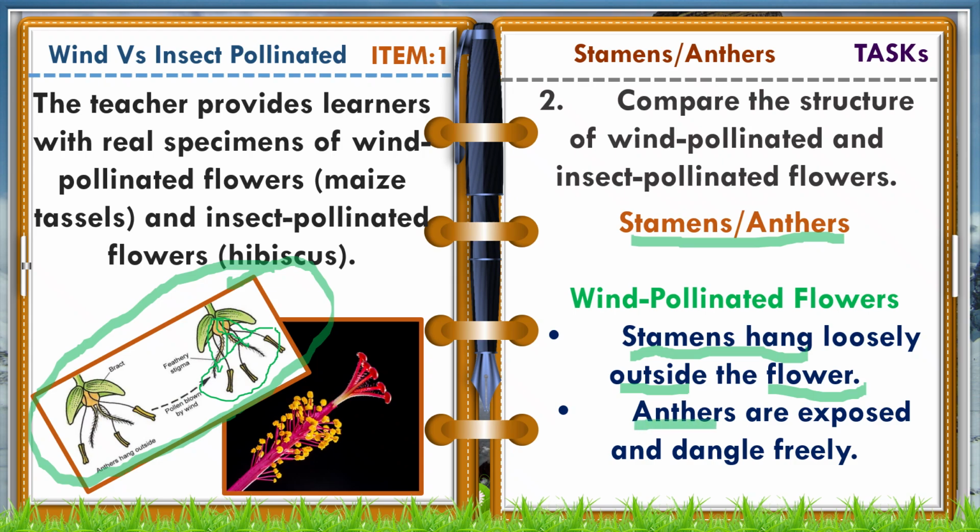The anthers are exposed and dangle freely. They are just exposed outside. The flower is here, but the anthers are just outside, dangling freely. That is the stamen and anthers of wind-pollinated flowers.